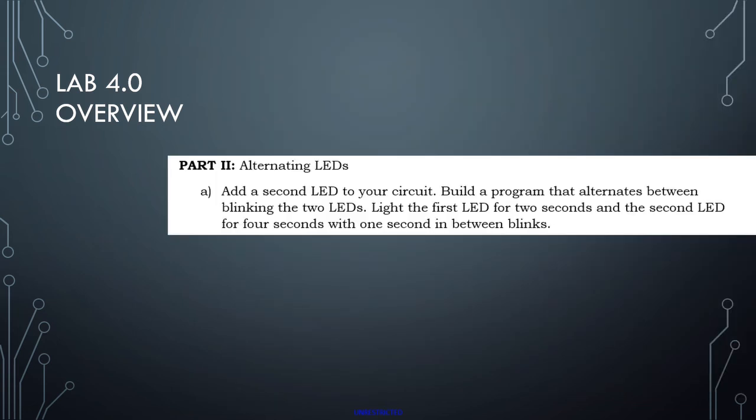For part 2, you're just going to blink LEDs in an alternating order. So you're going to add a second external LED to your circuit, and you'll add a couple more lines to your program so that you alternate between blinking two LEDs. So you should light up your first LED for 2 seconds, and then light up your second LED for 4 seconds with 1 second in between blinks. So your first LED would light up for 2 seconds, and then it would turn off, wait a second, and then your second LED would turn on for 4 seconds, and then it would turn off for 1 second, and then the whole thing, of course, will repeat.